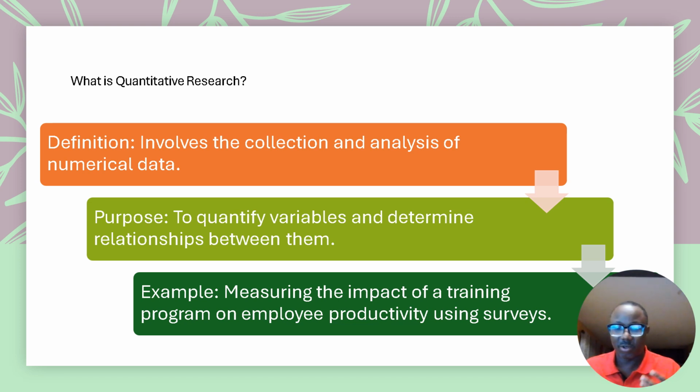So you have data, maybe data for students in elementary school who are high achievers compared to students who are not high achievers. You want to compare the data, so you want to find the relationship. You can use correlation analysis to determine or come up with the results. Another example is measuring the impact of a training program on employee productivity using surveys. That could be an example of a quantitative research topic right there.